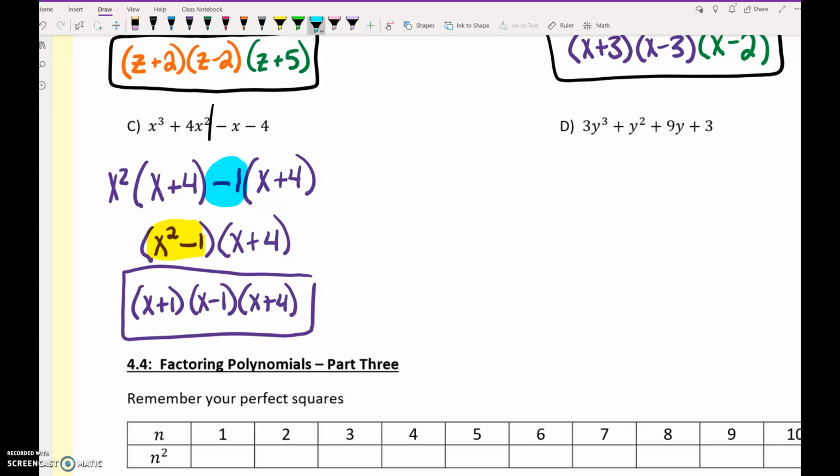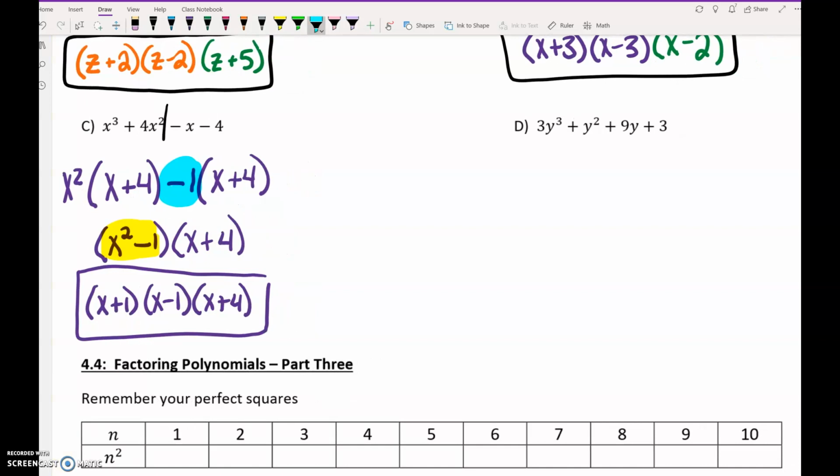Okay, part D. Because there's a 3 in front, a lot of people think, oh, there might be a greatest common factor. But because the second term doesn't have a number in front, then there's no number that they have in common. And the last term doesn't have a y, so there is no greatest common factor. So we'd split it. The first two have y squared in common. And that would leave us with 3y, and then what? Plus 1.